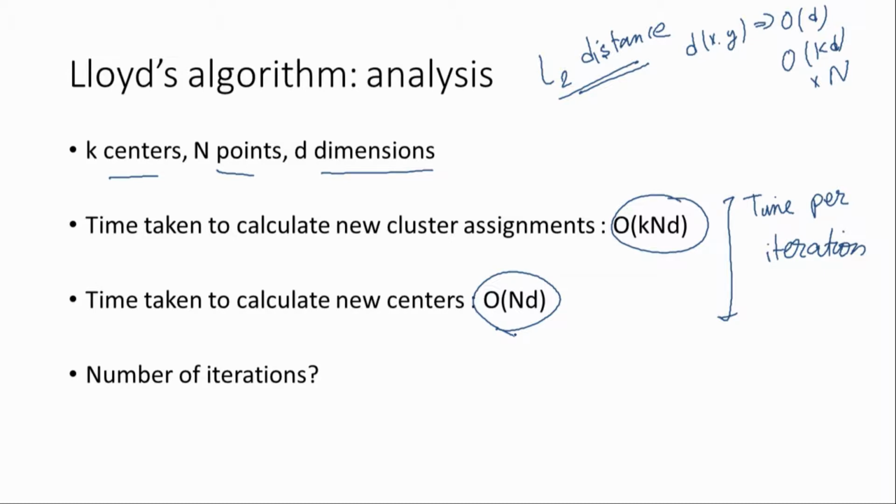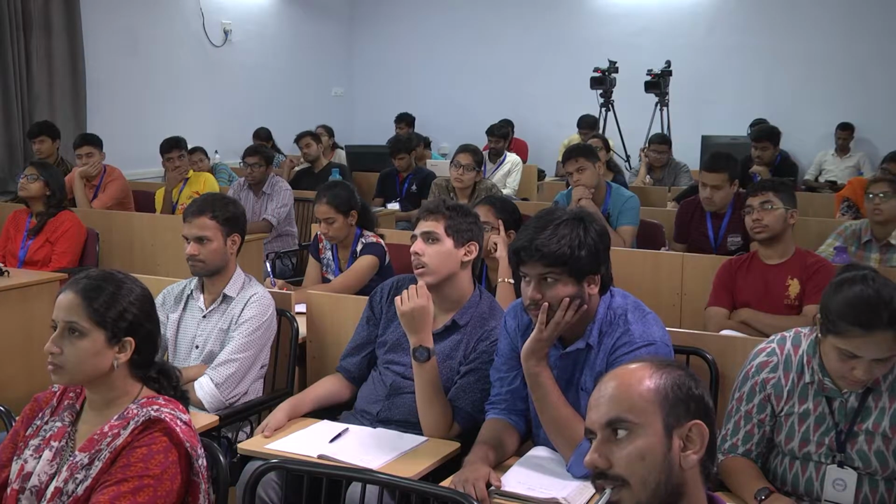Time taken to calculate new centers is only order nd. Why? Because I'm only taking average. Come on, only taking average, right? And let's say n1 points are in one cluster, so that takes time n1d to take the average. n2 points are in the other cluster, that takes time n2d. n1d plus n2d is nd.